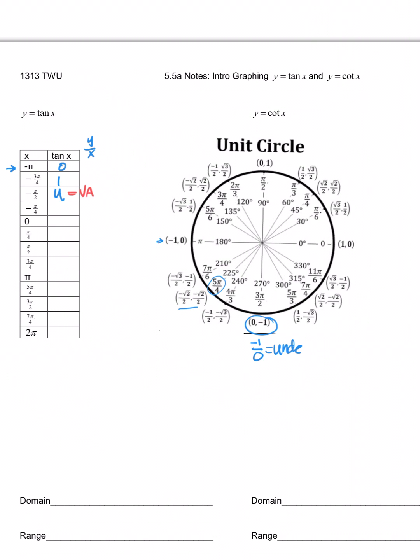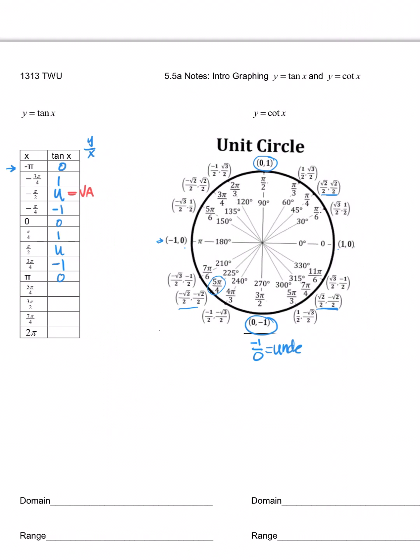Now, negative pi over 4 will bring us right here. That will be a -1 for tangent. And at 0, it's 0 over 1, which is 0. If I keep going around my circle right here, at pi over 4, the tangent is +1. At pi over 2, 1 over 0, it's again undefined. 3 pi over 4 is going to be -1. Tangent at pi will be 0.